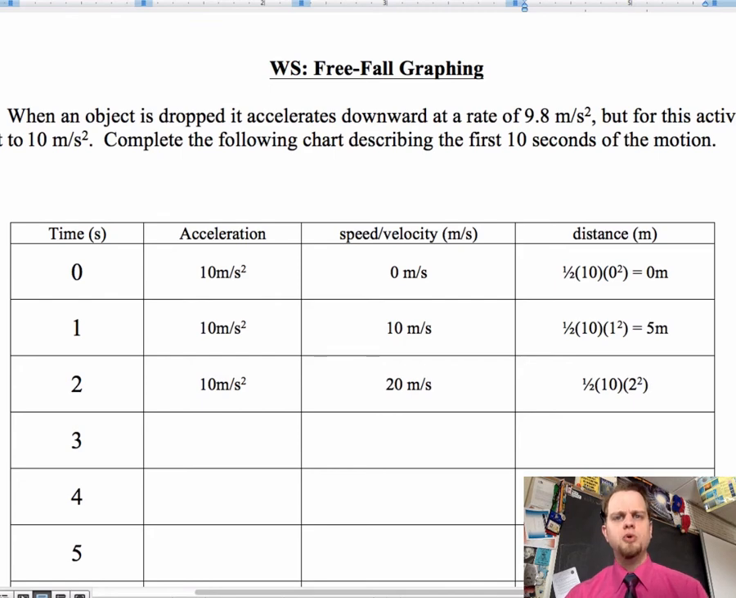Well, 2 squared is 4. So we would have 4 times 10, which is 40. What is half of that? Oh, that's 20. 20 meters.